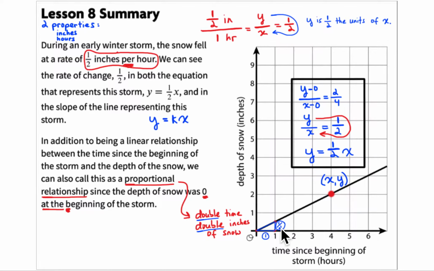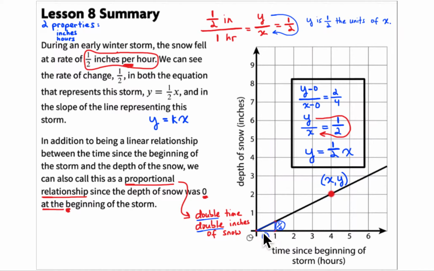So if you go down here to the graph, the change in y, which is 1/2, is 1/2 the units of the change in x. So for 1 unit in x, the change in y is 1/2 of a unit. 1 unit in x, so 1 hour, 1/2 of an inch.